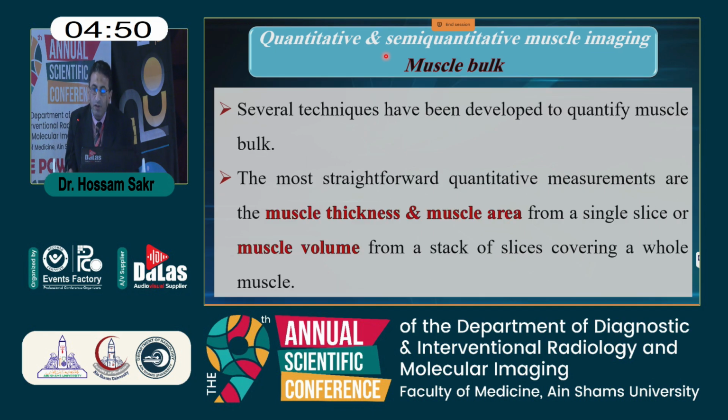Two types of quantitative methods are used. The first type is to measure or quantify the muscle bulk. Several techniques have been developed to quantify muscle bulk. The most straightforward quantitative measurements are the muscle thickness and muscle area from a single slice, or muscle volume from a stack of slices covering the whole muscle.